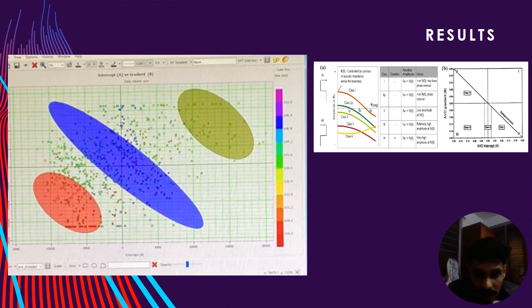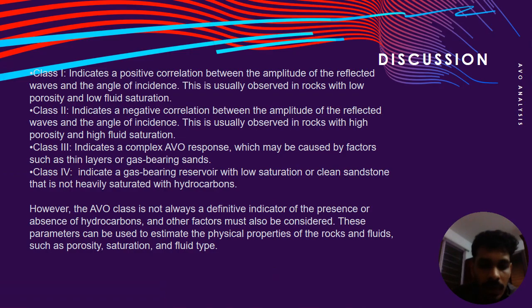So what are these AVO classes? There are four different types of AVO classes. Class 1 indicates a positive correlation between the amplitude of the reflected wave and the angle of incidence. This is usually observed in rocks with low porosity and low fluid saturation, mainly shale and claystones. Class 2 indicates a negative correlation between the amplitude of the reflected wave and the angle of incidence. This is usually observed in rocks with high porosity and high fluid saturation, like sandstone.